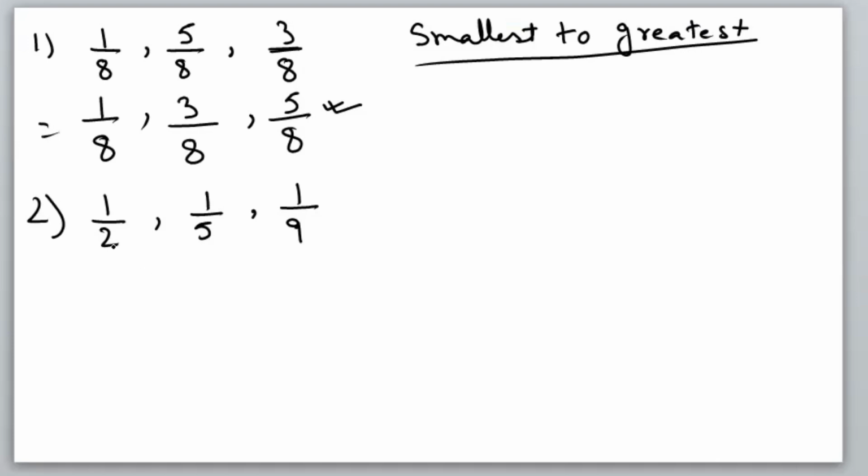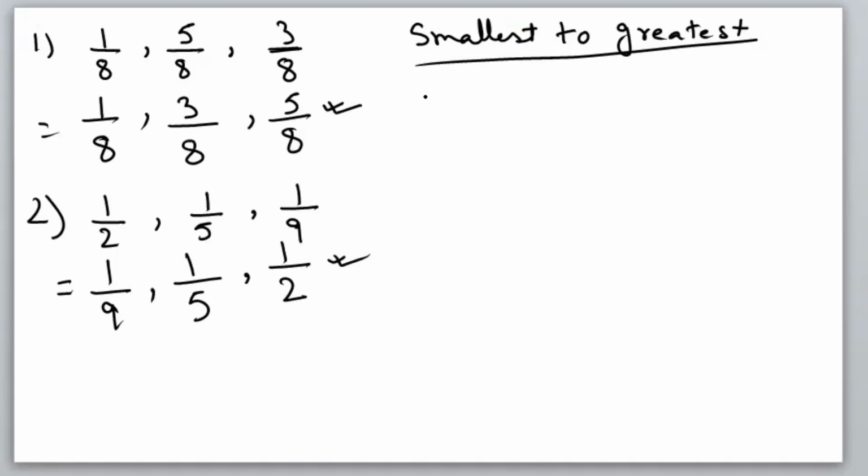So which one will be the smallest? Here is a 2, here is a 5, here is a 9. 2 and 5. 2 is smaller than 5. It means the denominator is smaller, so this fraction is the greatest. And 1 over 9. 9 is the biggest number here. It means 1 over 9 will be the smallest fraction. Now 5 and 2. 5 is greater than 2. It means 1 over 5 will be the next smallest fraction. Then 1 over 2 will be the greatest fraction. So this will be our answer.